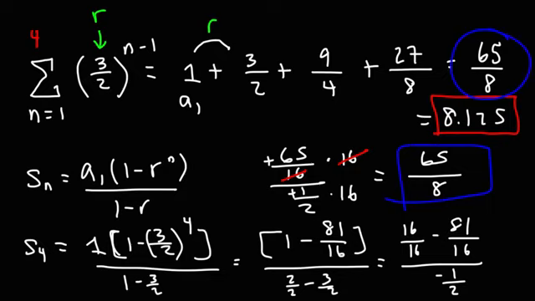So that's how you can calculate the partial sum of a geometric sequence. Because if this were to go to 100, you certainly want to use this formula. Now let's try one more example. So this time, instead of going to a finite number, we're going to go to infinity.